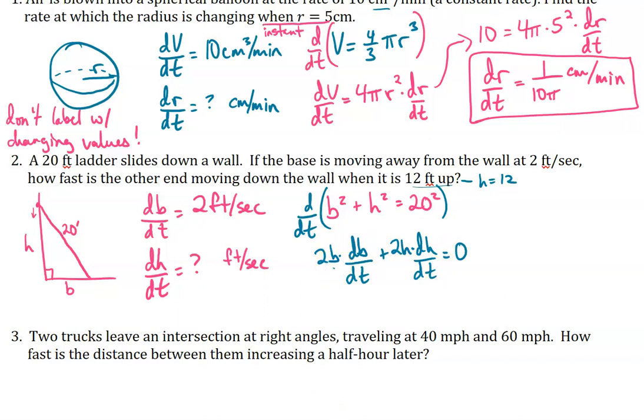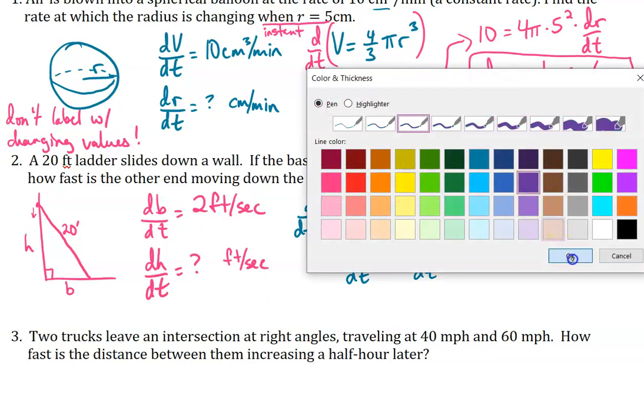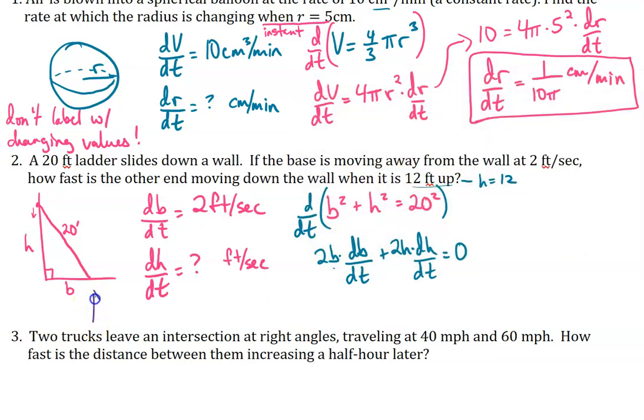So to find that, I'm going to go back to my original situation geometrically. I'm looking at the instant when the height is 12 and the hypotenuse is 20, and so by the Pythagorean theorem, I get that b is equal to 16. That's a special right triangle. You can work it out if you need to, but b is 16, so I can put 16 in for b, 12 in for h, and 2 for dB over dt. The one other thing I'm going to do to make this equation a little bit simpler is go ahead and divide the whole equation by 2. So I'm going to get rid of these. 0 divided by 2 is still 0.